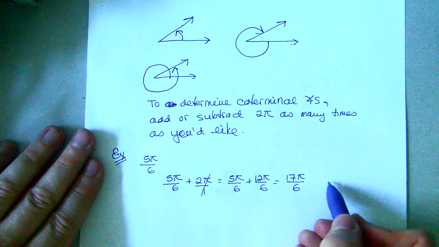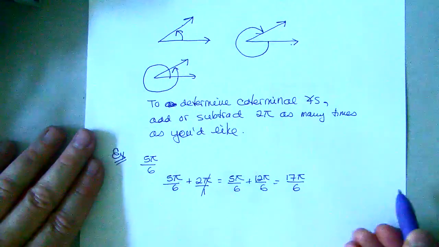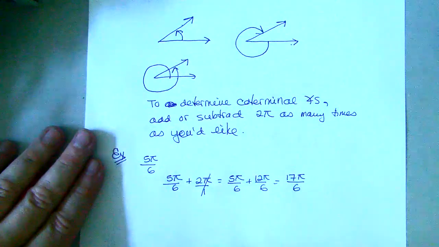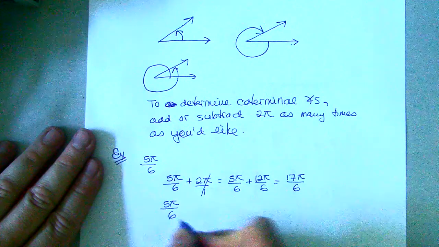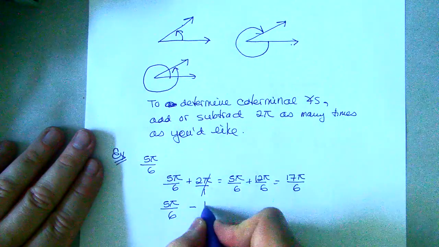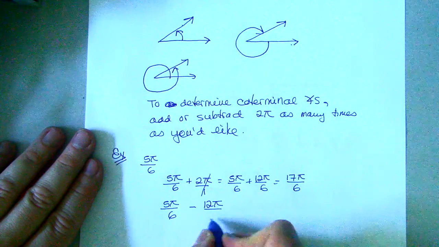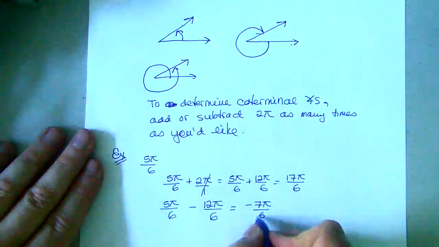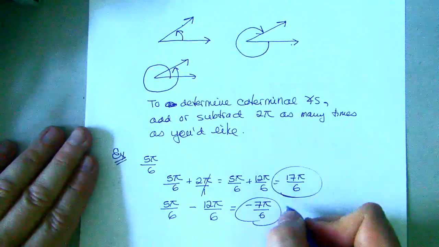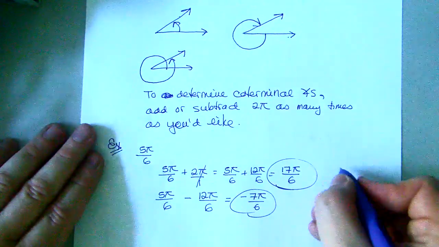I can keep adding 12 pi over 6 to get more and more positive coterminal angles, but let's try to get a negative coterminal angle. I can do 5 pi over 6 minus 2 pi, and let's jump straight into just subtracting 12 pi over 6. I can get negative 7 pi over 6, and those are coterminal angles with 5 pi over 6.